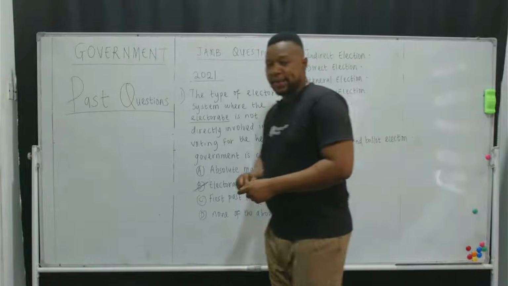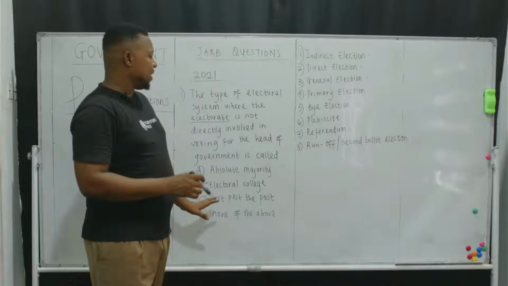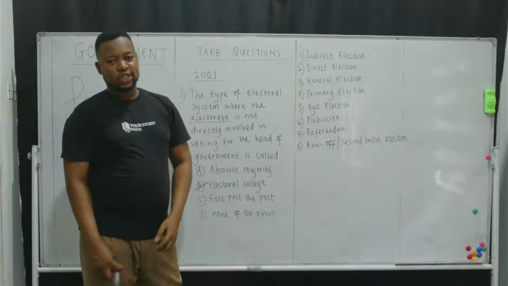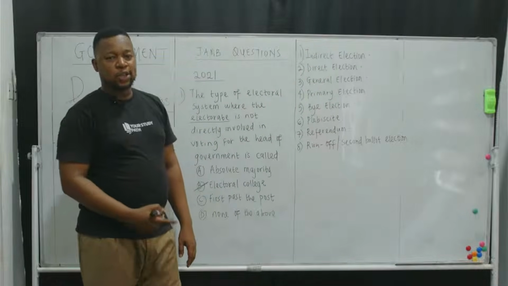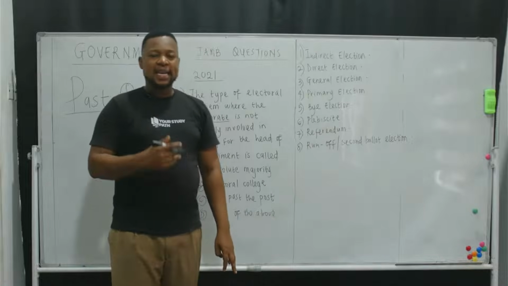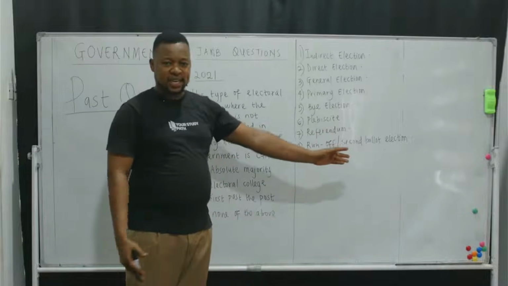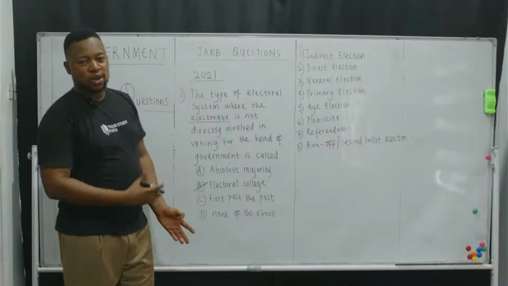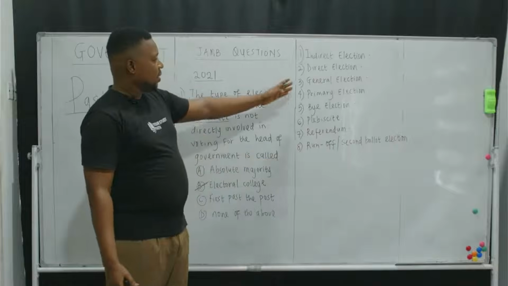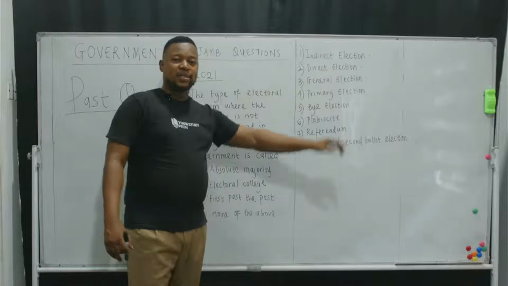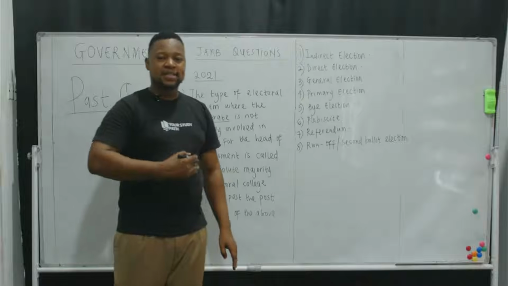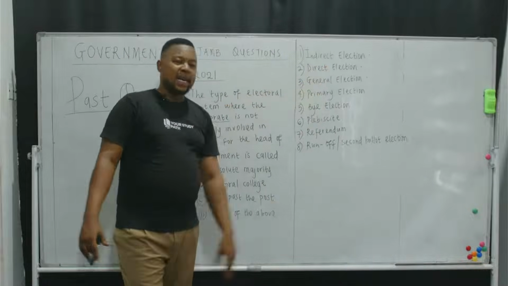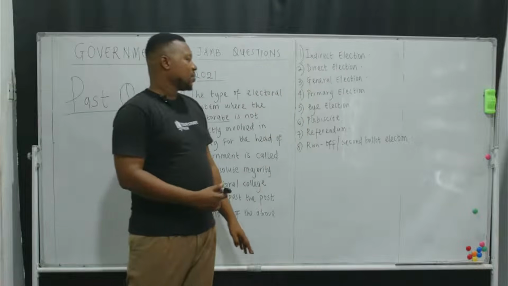Like I said, this electoral college, which is the right answer here, can be categorized under indirect election. If JAMB asks that an example of indirect election is dash, the right answer is electoral college. This is how to know the right answer. Now, direct election is when the electorate pick their representatives by themselves. That's what we call direct election.